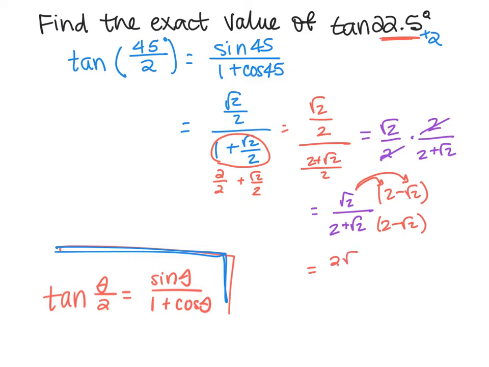And now when we simplify this out, go ahead and distribute that in. And we get 2 root 2 minus 4 on top. On the bottom, we'll have 4 minus 2. 4 minus 2 is just 2. So now divide everything out. 2 divided by 2 is 1, so we're just left with the root 2. 4 divided by 2 is 2. And that's our tangent of 22.5 degrees.